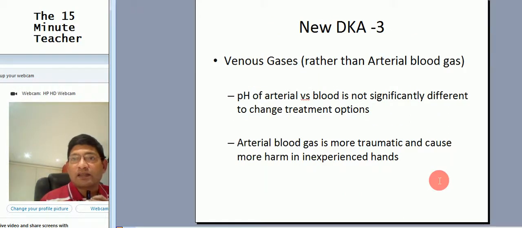Venous gases rather than arterial gases are currently prescribed, as the pH of arterial versus venous gas is not significantly different. Arterial blood gas is more traumatic, particularly in inexperienced hands, and if you puncture the periosteum, the patient is unlikely to forgive you very soon.